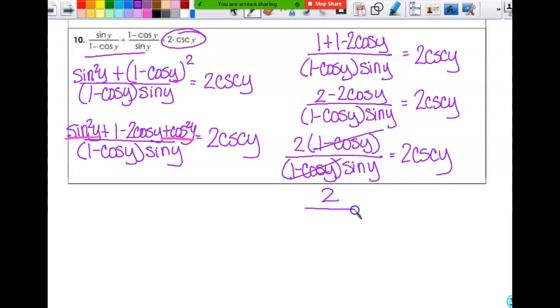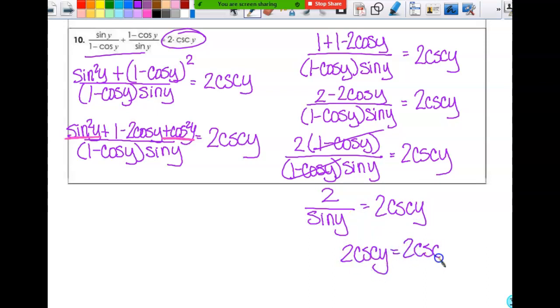So I cancel those, and that leaves me with 2 over sine y equals 2 cosecant y. And then this is what I get. Sorry that took to the bell.